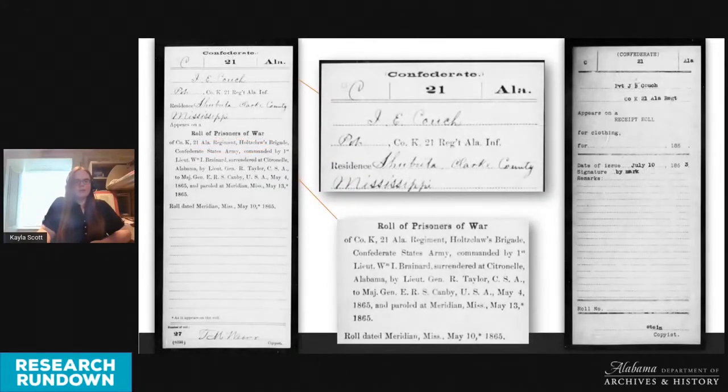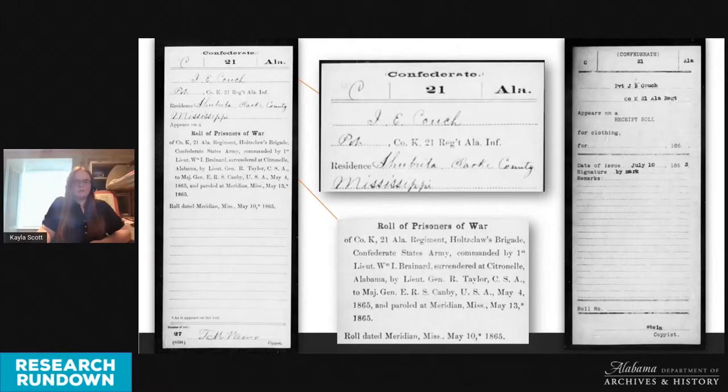Here we find J. E. Couch on the roll of prisoners of war. The top of the card on the right lists his rank and regiment information, followed with the information that his residence is now Shabbutuck, Clark County, Mississippi, a county bordering Alabama.